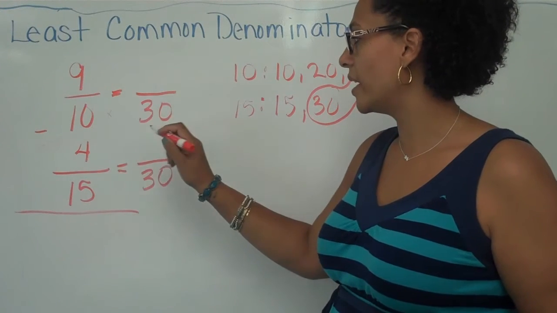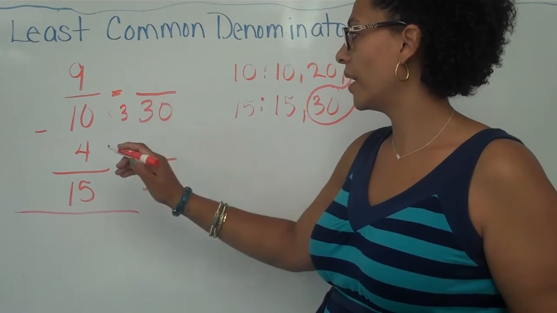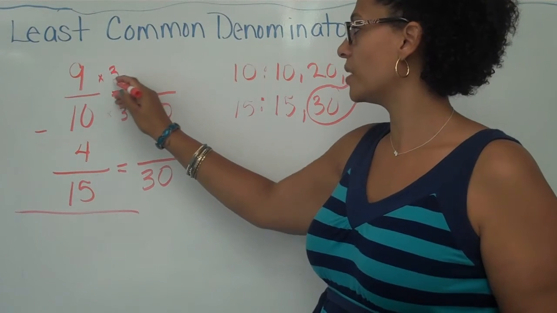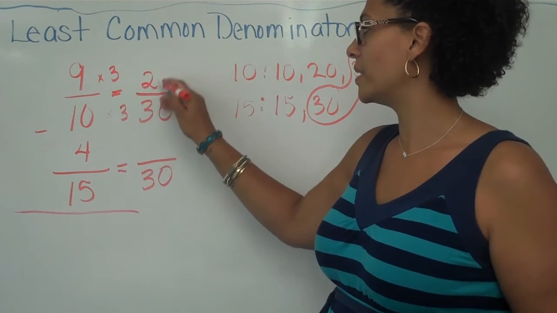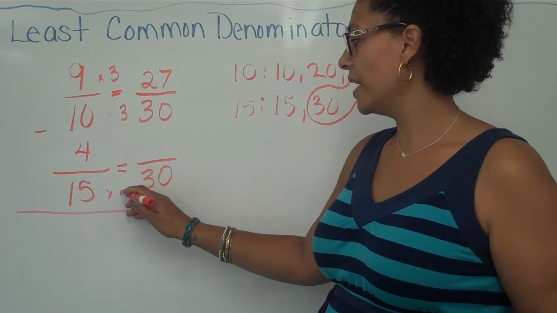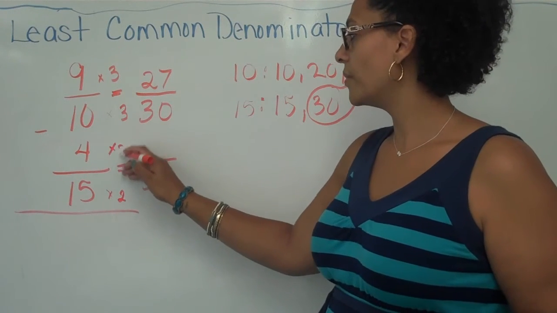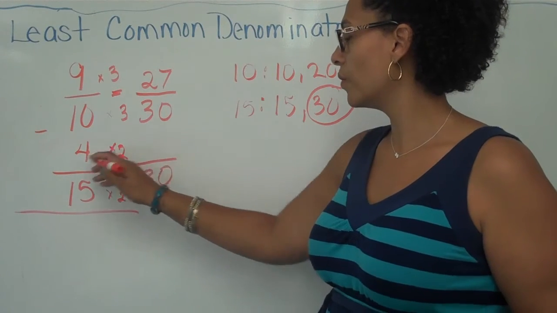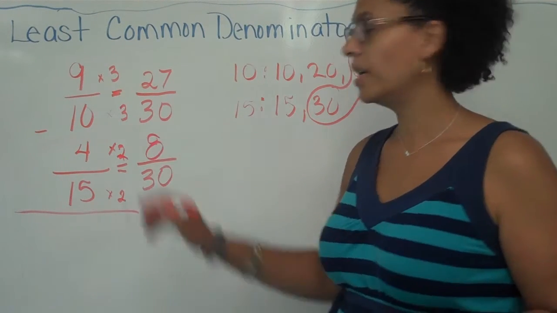10 times what equals 30? 3. And what I do to the bottom, I'm going to do to the top. 3 times 9 is 27. 15 times what equals 30? Times 2, times 2 to the top, 4 times 2 equals 8.